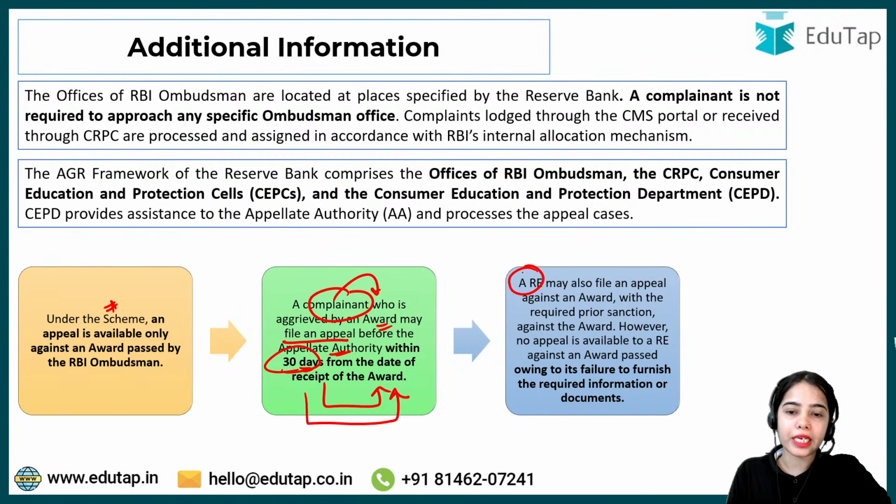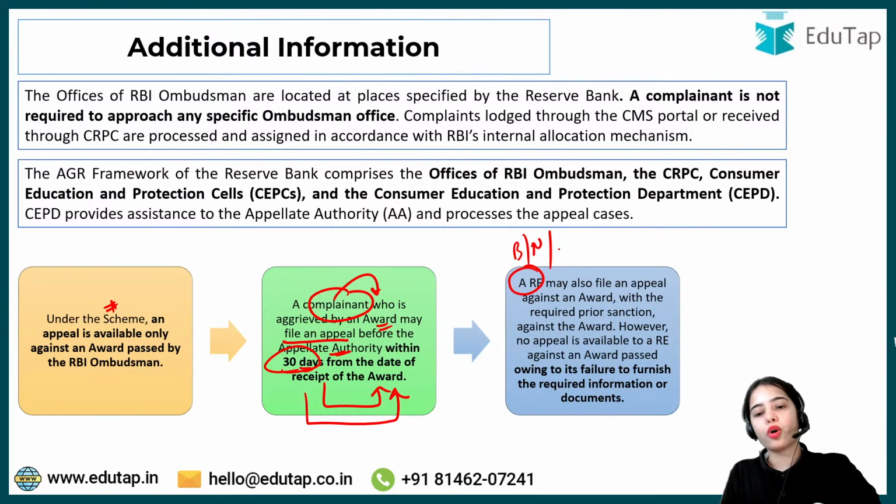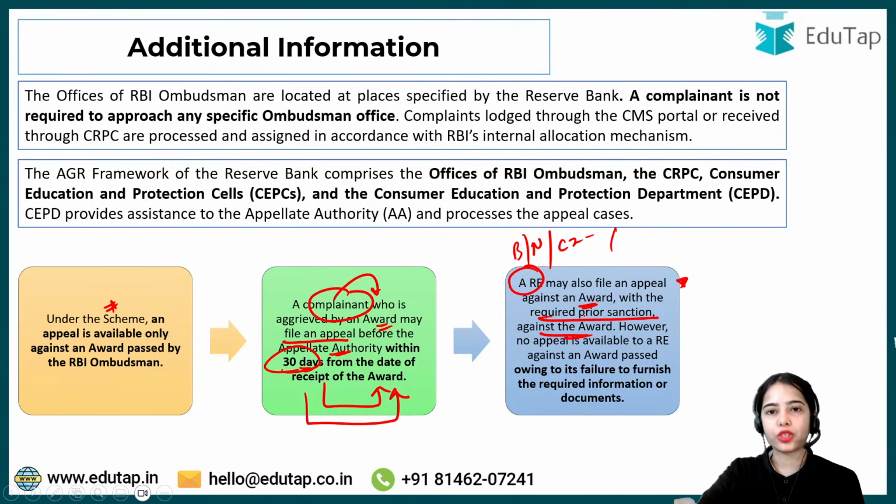Now, the regulated entity, that is the bank, NBFC, or the credit information company, or the non-bank prepaid payment instrument issuers, can also file an appeal against the award with the required prior sanction. The regulated entity can also raise the appeal, basically file the appeal.